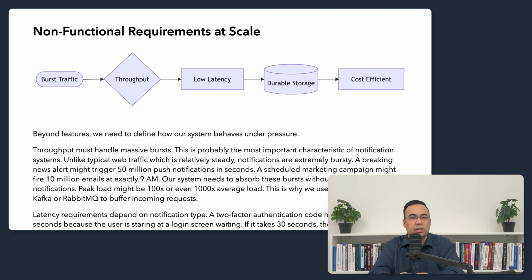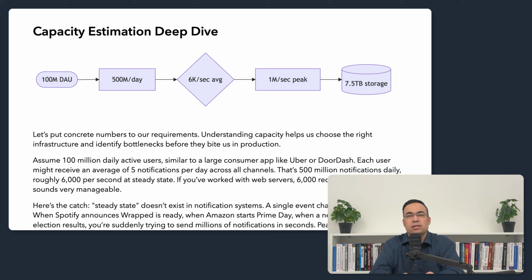Now let's put concrete numbers to these requirements. Let's do some math to understand what we're actually building for. Assume 100 million daily active users, similar to a large consumer app like Uber or DoorDash. Each user might receive an average of 5 notifications per day across all channels. That's 500 million notifications daily, roughly 6,000 per second at a steady state.